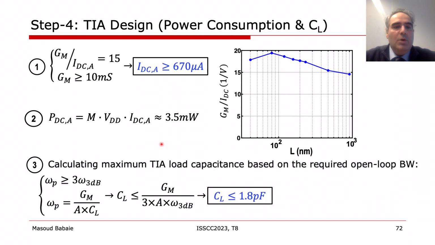The maximum load capacitance of the op-amp can be calculated by knowing the 3 dB bandwidth of the op-amp. Omega P is related also to Gm over A times CL. As a result, CL should be below 1.8 picofarad, which is enough to directly drive a 10-bit SAR ADC.